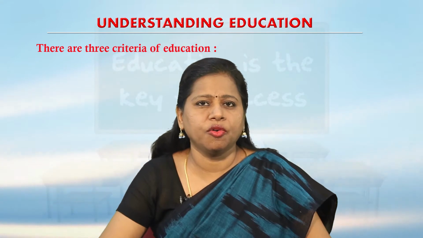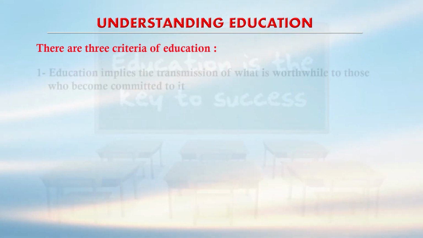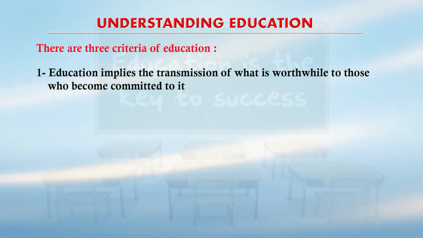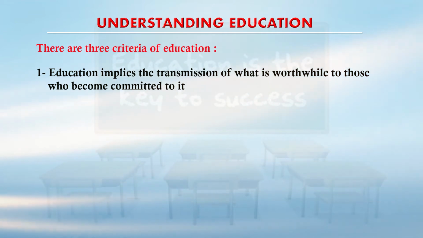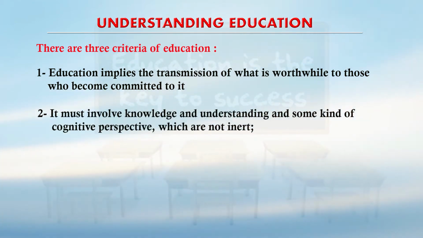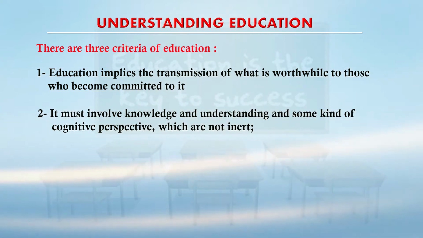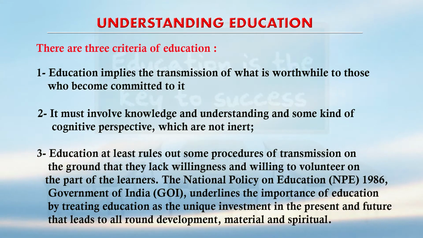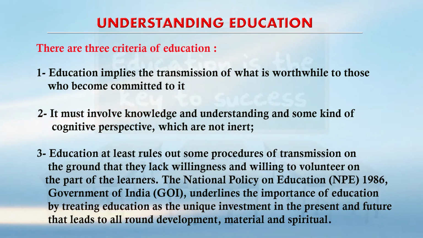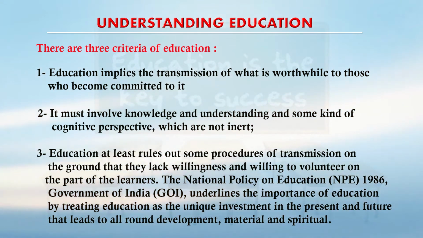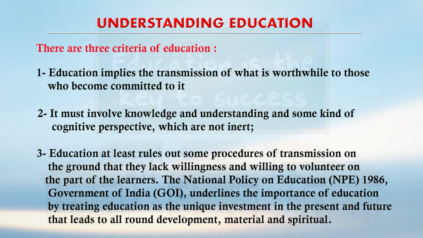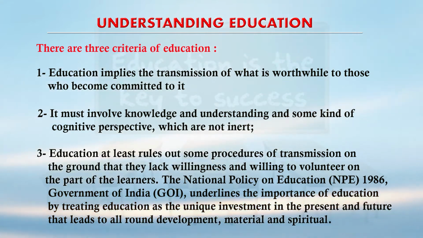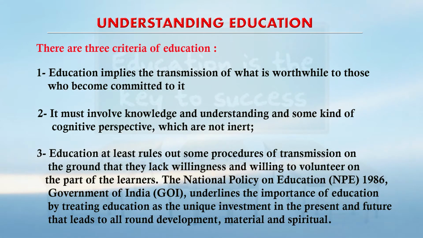There are 3 criteria of education. Let us see one by one. Firstly, education implies the transmission of what is worthwhile to those who become committed to it. Secondly, education must involve knowledge and understanding and some kind of cognitive perspective which are inert. And thirdly, education at least rules out some procedures of transmission on the ground that they lack willingness on the part of the learners to volunteer. The National Policy on Education 1986, Government of India, underlines the importance of education by treating education as the unique investment in the present and future that leads to all-round development, material and spiritual.